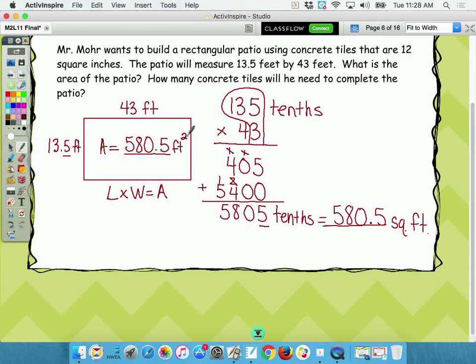Okay? So my question here is, if the tiles are 12 square inches, how many tiles will he have to buy?